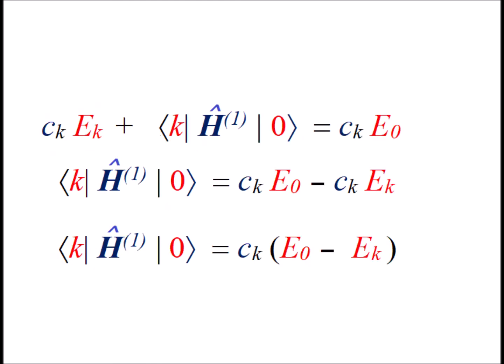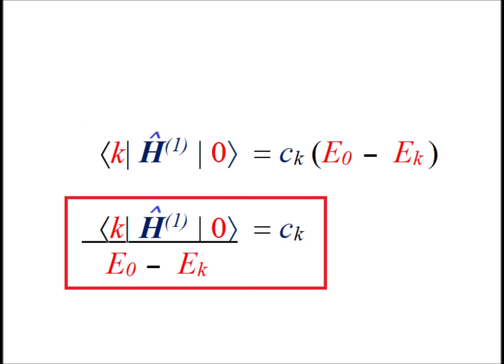So now we're down to 3 terms because 1 was equal to 0. And we can subtract c sub k, e sub k from each side to get the expression in line 2, and then we can simply factor out the coefficient of c sub k. Now all we have to do is divide each side by this expression e sub 0 minus e sub k, and we have expressions for the coefficients c sub k.